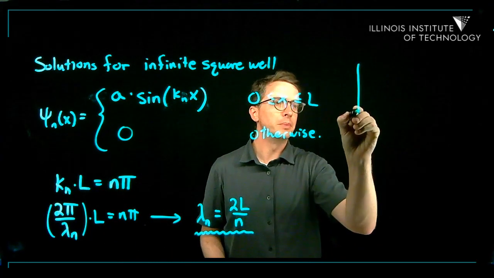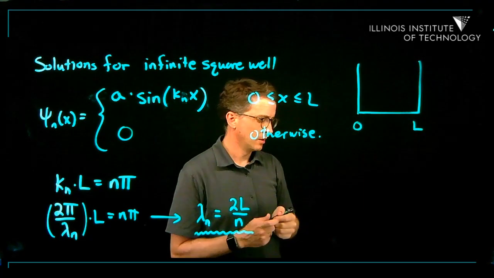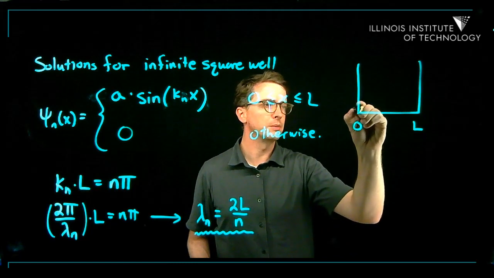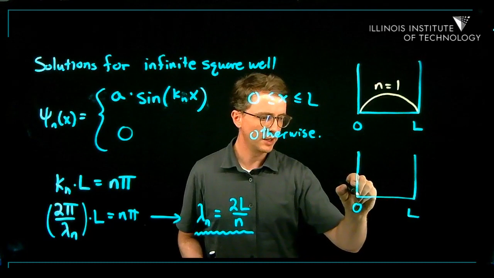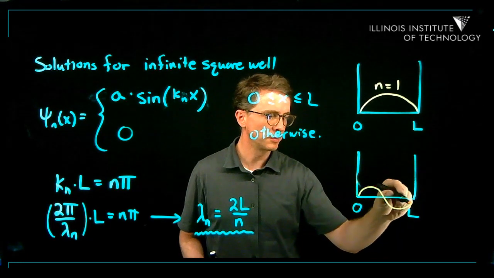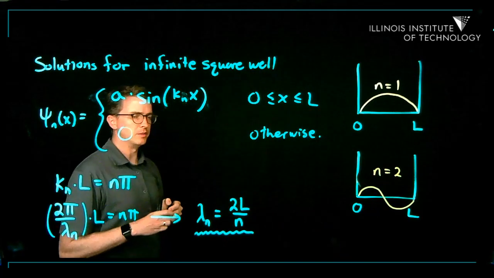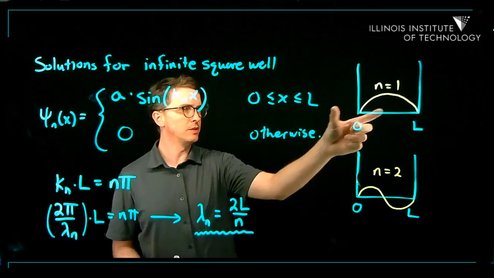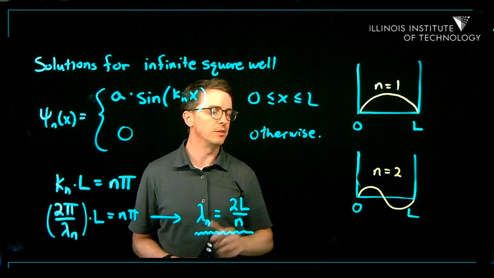If I look at my box, which is a length from 0 to L, if n is equal to 1, my wavelength is 2L, so that looks something like this. This is going to be n equals 1. If I look at n equals 2, my wave function looks something like this. The wavelength is equal to L. And you can continue drawing these kinds of things. You see, these are standing waves that fit into the box of side length L.